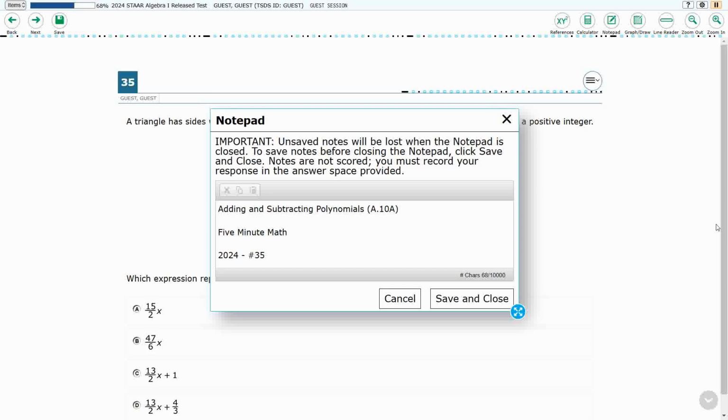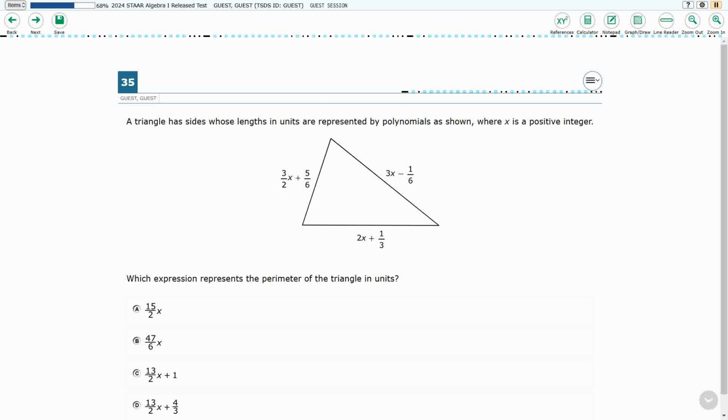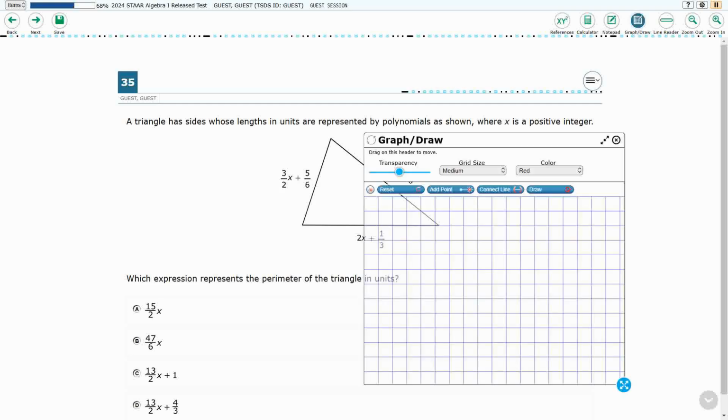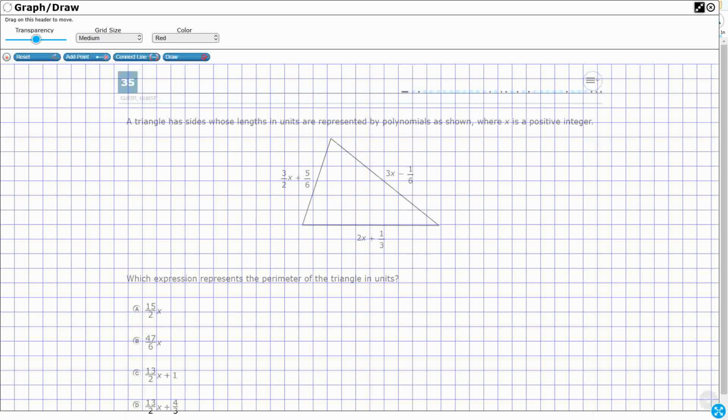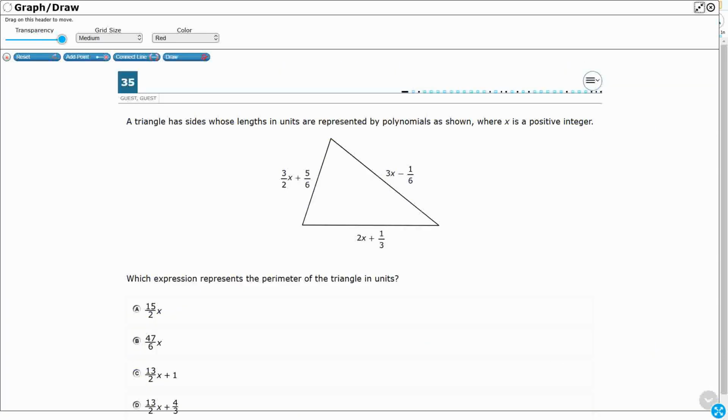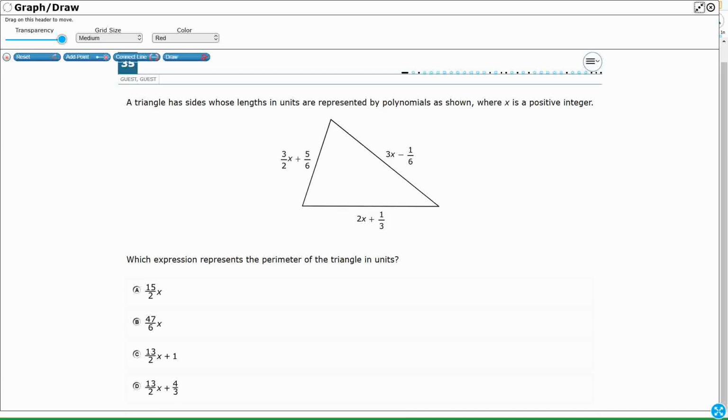Today we are looking at the Algebra 1 concept of adding and subtracting polynomials. This is standard A.10A in the great state of Texas, and we are using item number 35 of the 2024 released STAAR test. If you haven't done so already, please go ahead and take a moment to pause the video, work this problem out on your own, unpause it, and we will look at our answers together.